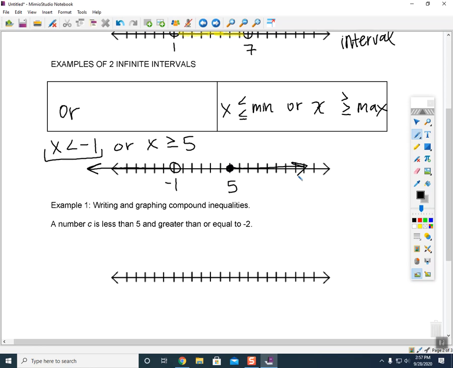Now, can x be anything in the middle here? The answer is no, it cannot. x cannot be anything in between -1 and 5. My solution to this inequality is x is less than -1 or x is greater than or equal to 5.